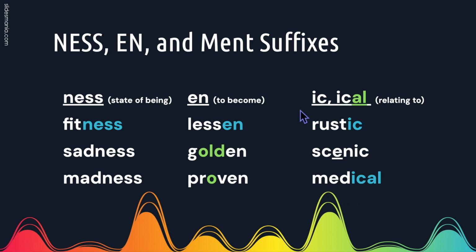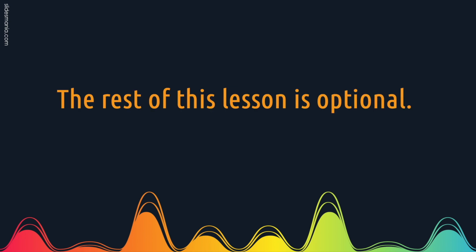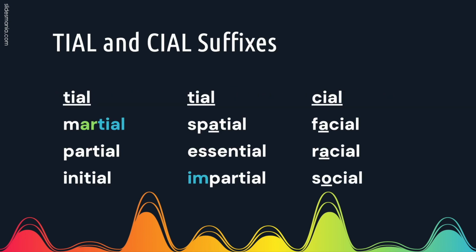I'd like to point out that English words basically do not end in the letter C unless they end in this suffix. Now, the rest of this lesson is optional because it might be difficult for younger students. Both of these suffixes are pronounced shul. AR says R, so here we have martial, partial, initial, spatial, essential, and impartial.